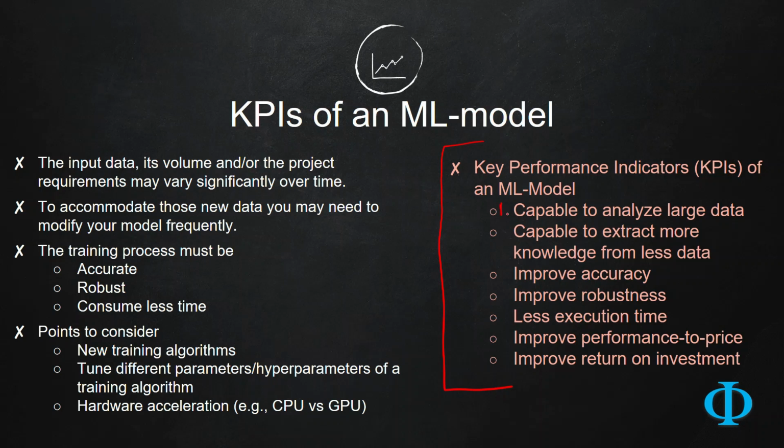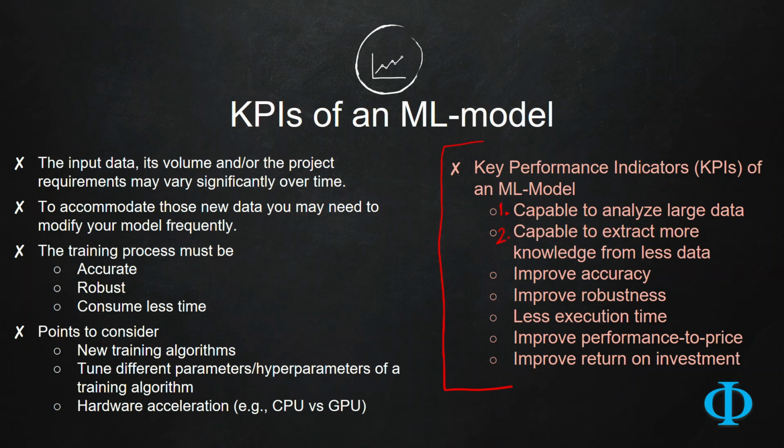So these KPIs are as follows. Number one, your machine learning model should be able to analyze a large set of data. A large set of data means more knowledge is embedded in it. So the more data your model is able to analyze, the more knowledge it can extract, and the more accurate and robust it will be.